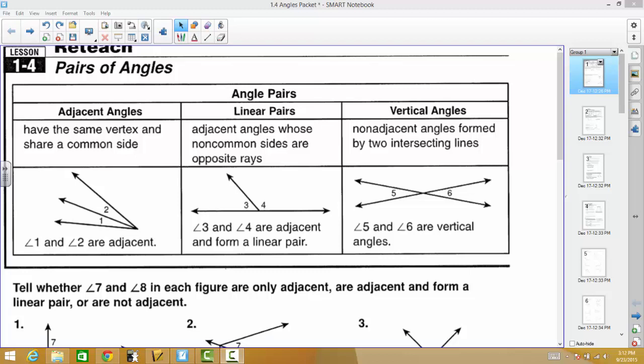All right, welcome back. We are going to do this unit on angles. So you have your new packet. We are on the very first page, Reteach 1-4, and there are a few definitions at the top here.